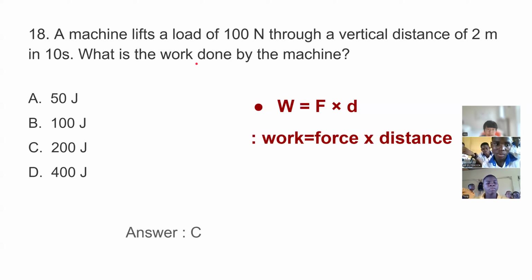So I think I heard C, and that is correct because work is force times distance. Force applied is 100 newtons. Distance is 2 meters, so it is 100 times 2, which is 200 joules. That is correct.